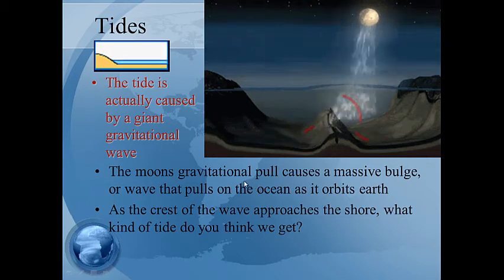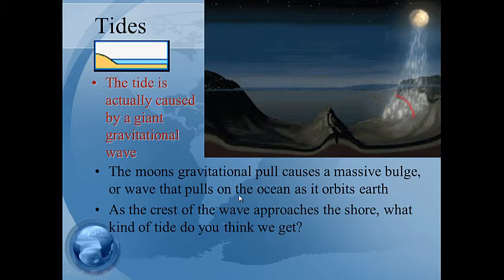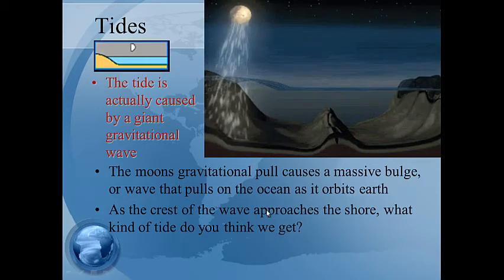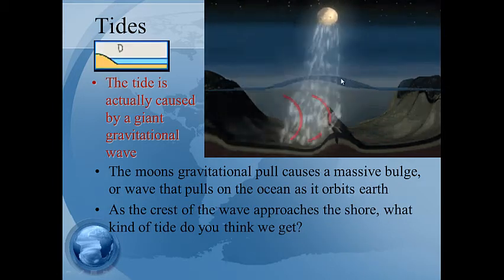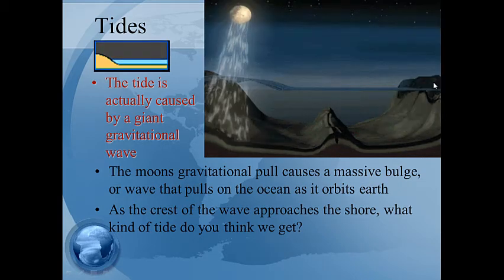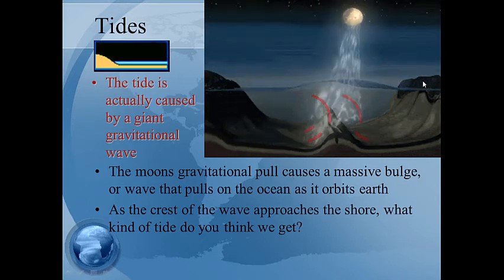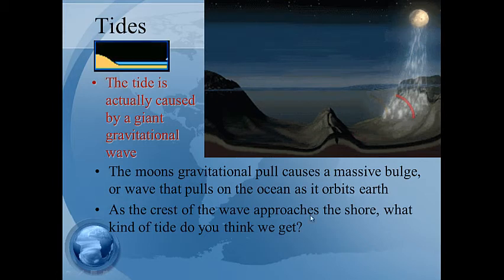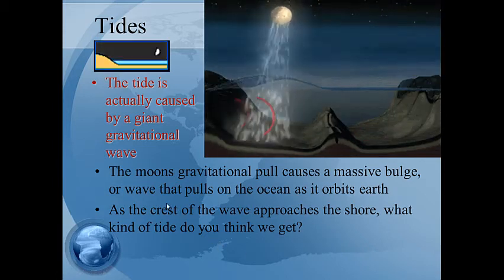So the moon's gravitational pull causes a massive bulge or wave that pulls on the ocean as it orbits the Earth. Okay? So as the crest of the wave approaches the shore, what kind of tide do you think we get? That's right, probably a high tide, right? And as that crest leaves, we're getting a low tide here. So the high tide essentially follows the moon's gravitational pull.